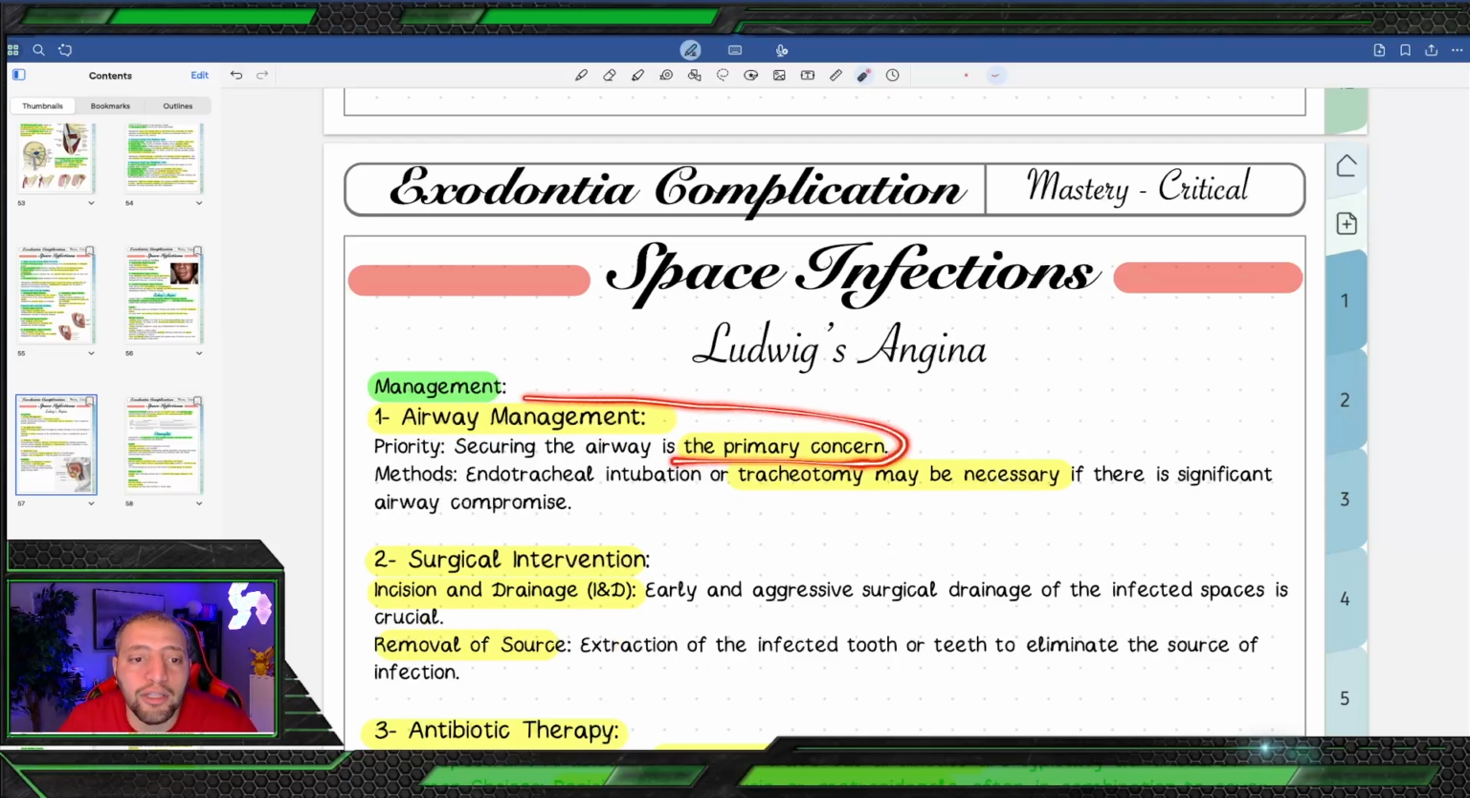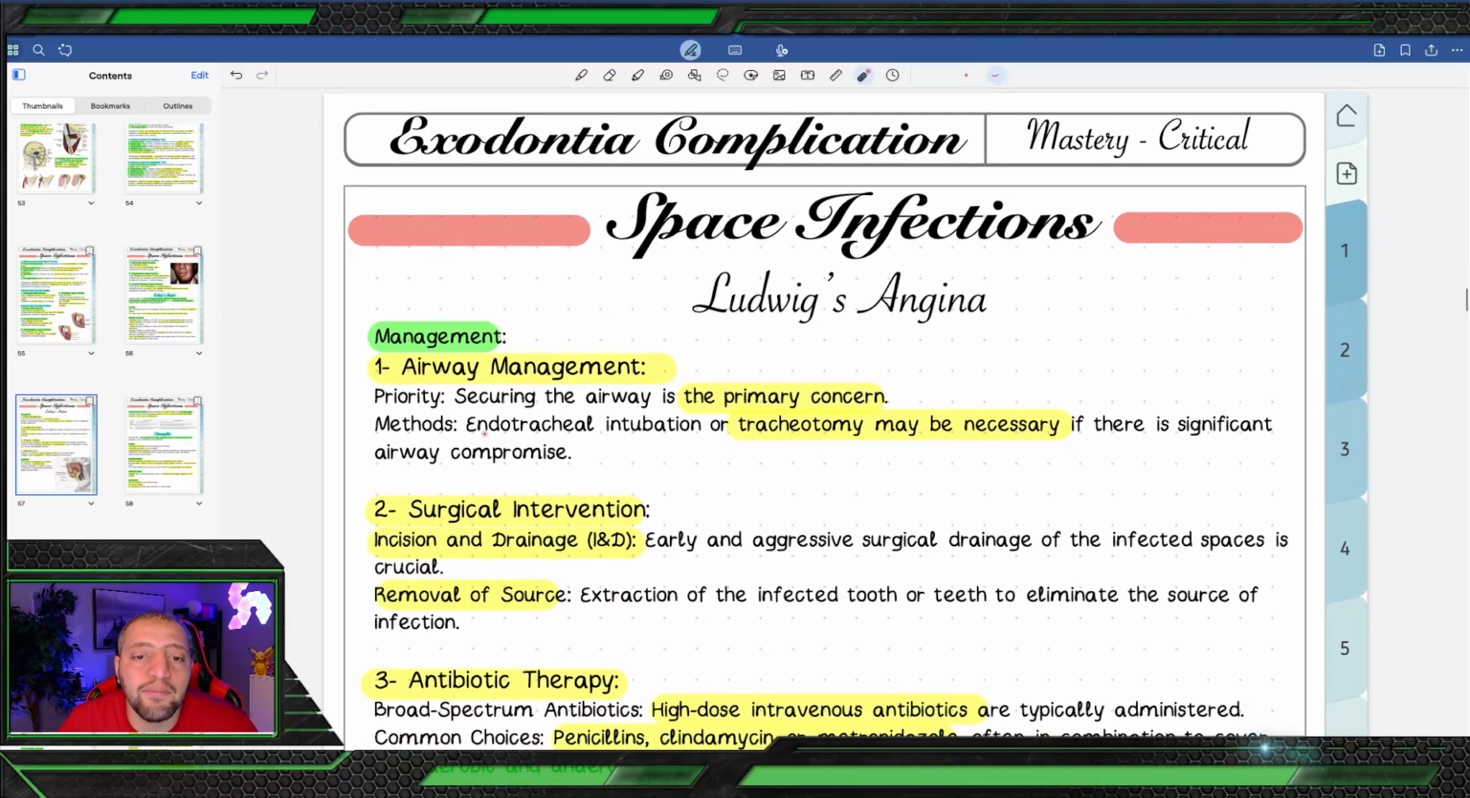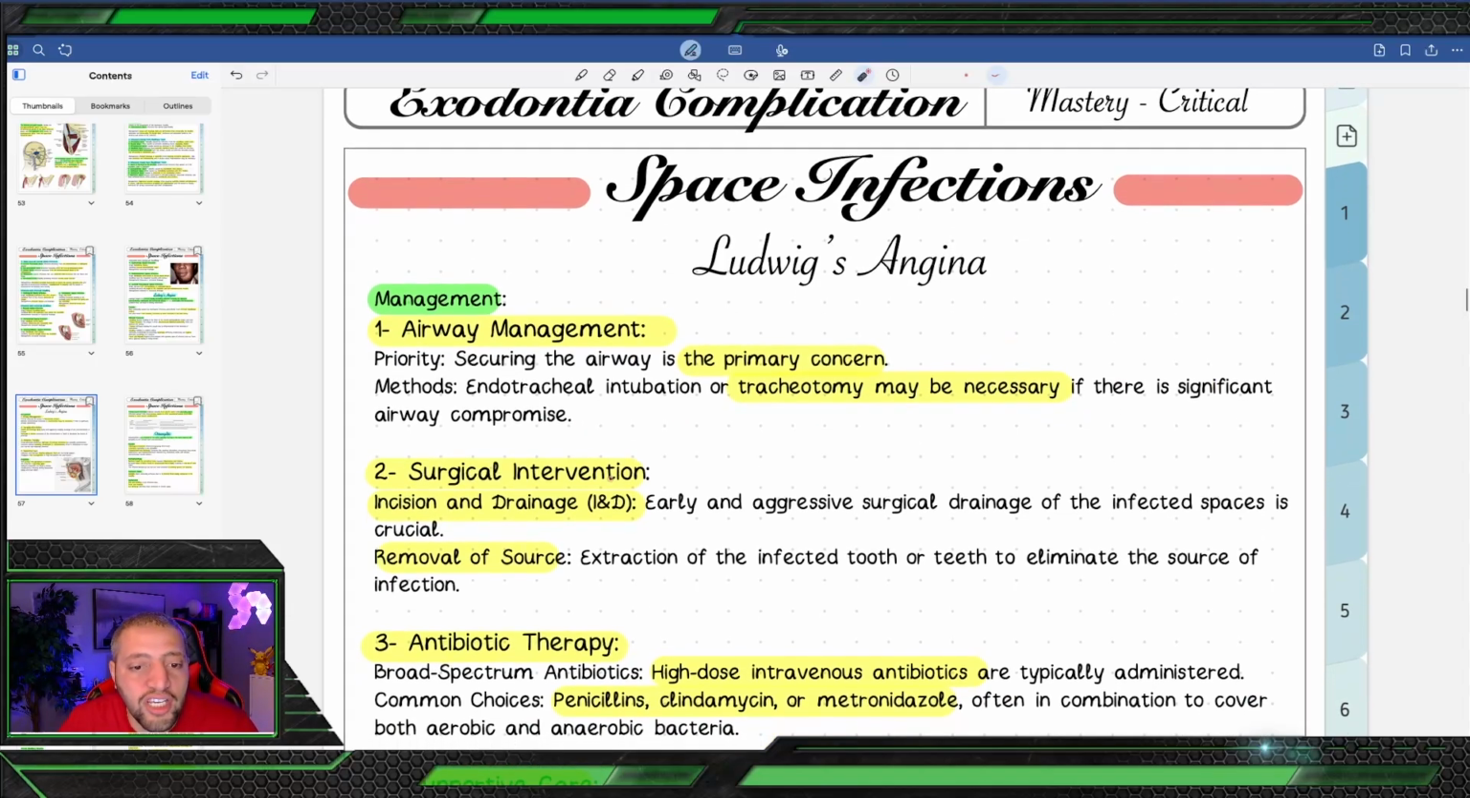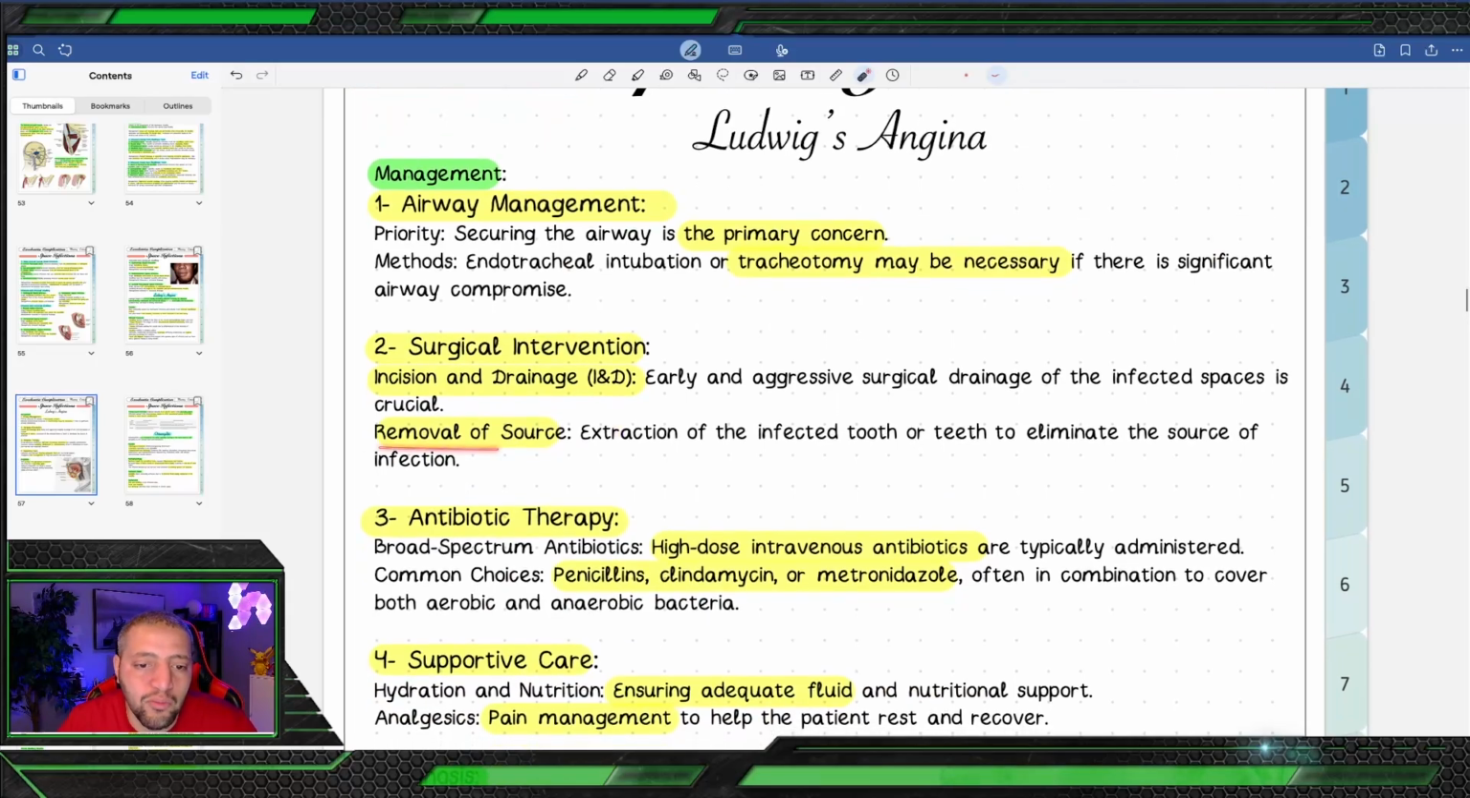We don't care now about extraction of the tooth and getting rid of the infection. We care about the airway management first. Even sometimes endotracheal intubation or tracheotomy may be necessary for such a patient if there is significant airway compromise. Surgical intervention, for sure, incision and drainage, and removal of the source. So first we have the airway, second incision and drainage, and finally removal.